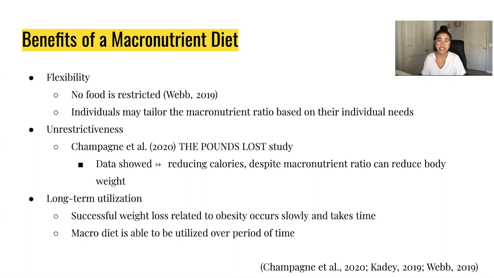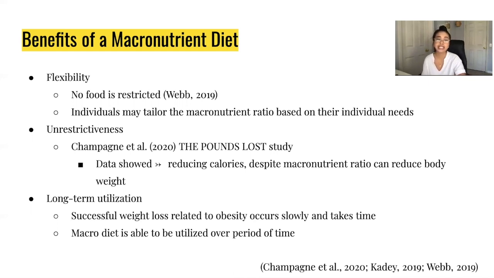And additionally, the manipulation of each macronutrient ratio allows for a more tailored diet for each individual and their individual needs. So I wanted to give a few examples. The first is if an individual is focused on endurance sports, such as marathon running, they may have a higher carbohydrate intake. And in contrast, an individual who lives a more sedentary lifestyle will not require such a high carbohydrate intake.